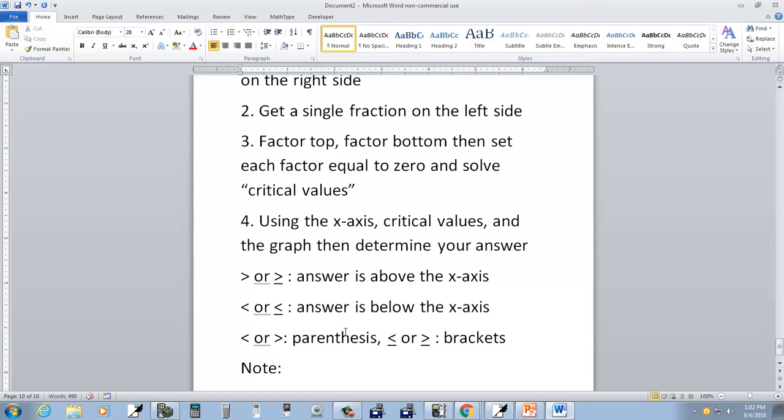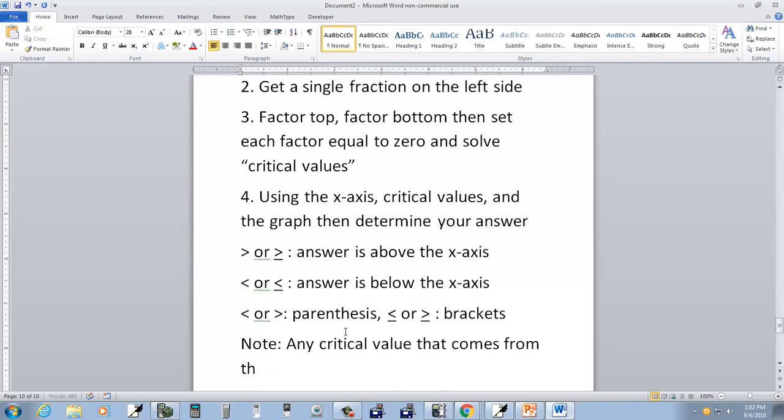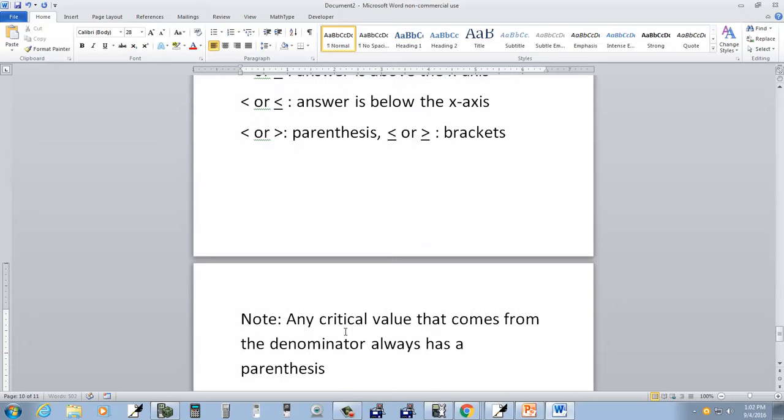Note, any critical value that comes from the denominator always has a parenthesis on it, no matter what. Never a bracket.